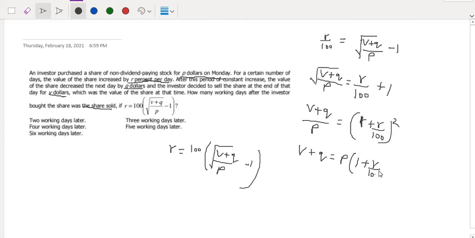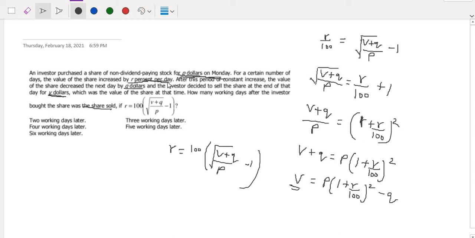Now does this look familiar? V is equal to P into 1 plus R by 100 squared, minus Q. So what is V? V is your final amount, right? The question is given final amount. P is the original amount, the principal value. R% per day. This is your compound interest. It's a compound interest, but it is R% per day.